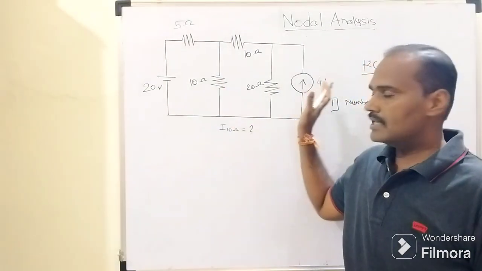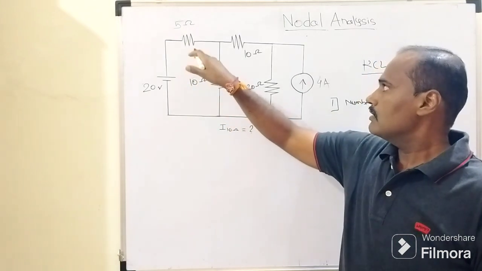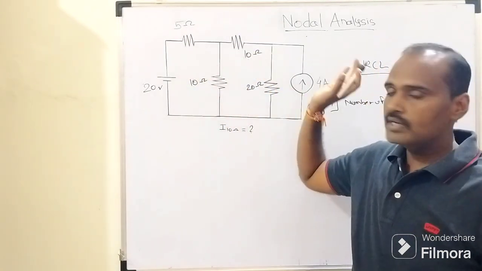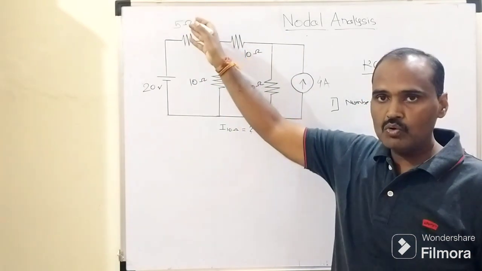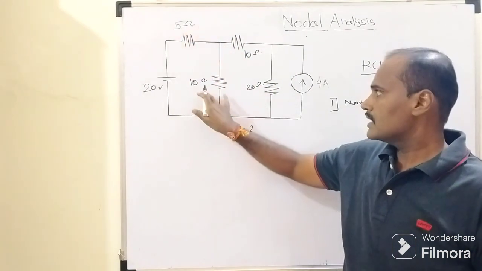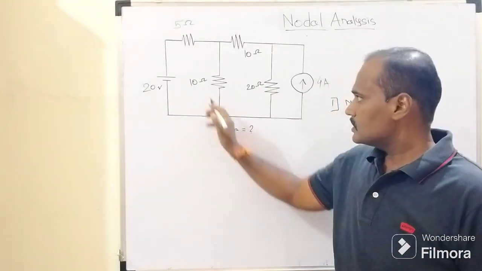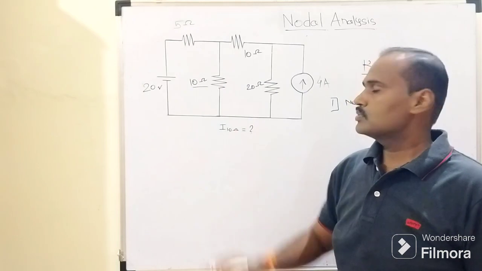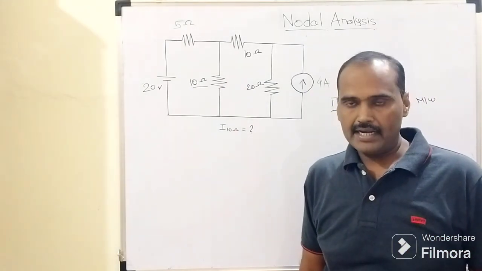One is a voltage source and another is nothing but a current source. Apart from these two energy sources, we have 1, 2, 3 and 4 different resistors. All values of resistors are lying in terms of a few ohms: this is a 5 ohm resistor, 10 ohm, 10 ohm and 20 ohm. So our area of interest is to determine the desired current flowing through this 10 ohm resistor by using this nodal analysis technique, right?